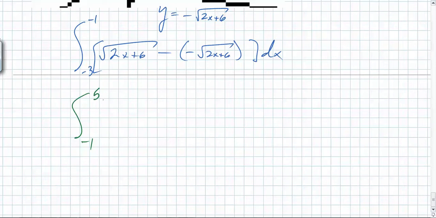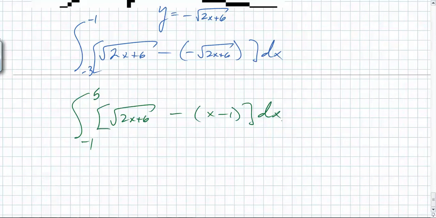What's the upper bound? Does it change? No, it's still 2x plus 6. But now, what's the lower bound? x minus 1 dx. This is not impossible to integrate. You can do this because how many of these do you see? Two of them, right? So you add these together, and maybe it's not impossible. We'll see. You end up with the integral from -3 to -1 of 2 times the square root of 2x plus 6 dx.